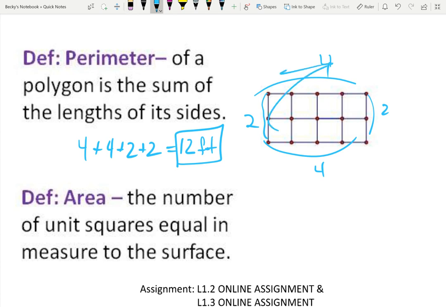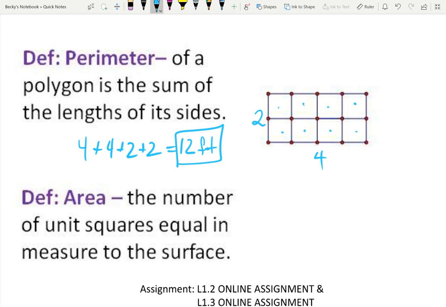Now, let's do the area. Okay, so again, 2 by 4. You're going to add 1, 2, 3, 4, 5, 6, 7, 8, or multiply 2 times 4, which is 8. Now, is it feet squared or feet cubed? Whenever you're doing area, it's always squared.